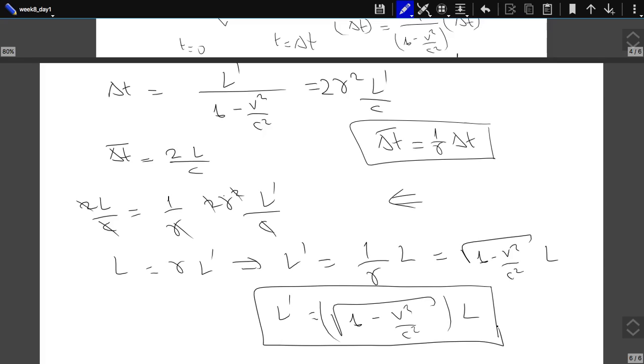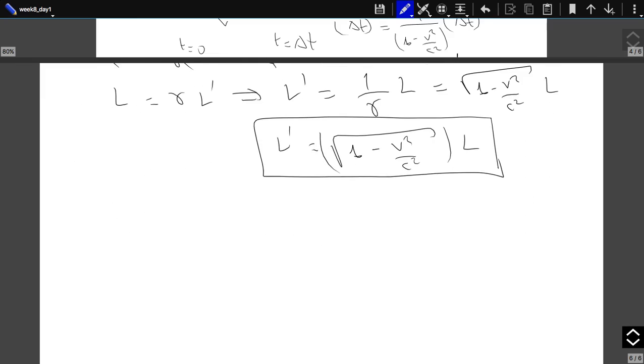Now, basically, now we have everything we need to write down the Lorentz transformations. Now, let me leave it for Friday. Now, any questions?